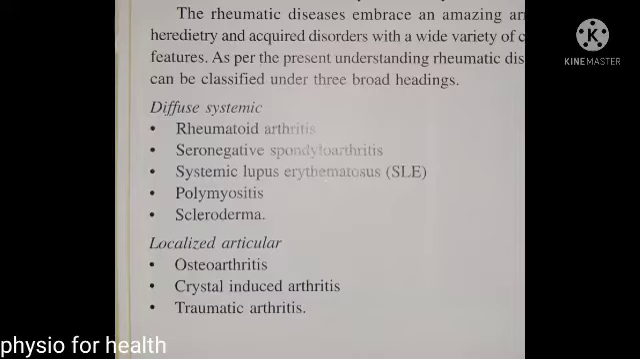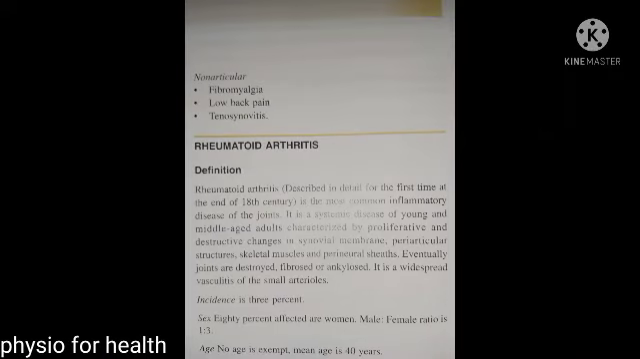Diffuse systemic: rheumatoid arthritis, seronegative spondyloarthritis, systemic lupus erythematosus (SLE), polymyositis, scleroderma. Localized articular: osteoarthritis, crystal-induced arthritis, traumatic arthritis. Non-articular: fibromyalgia, low back pain, tenosynovitis.